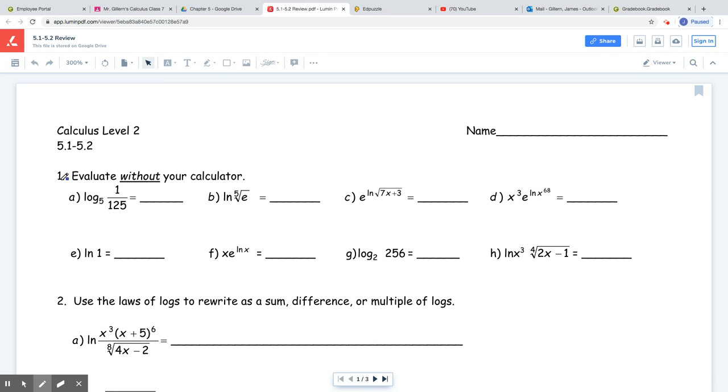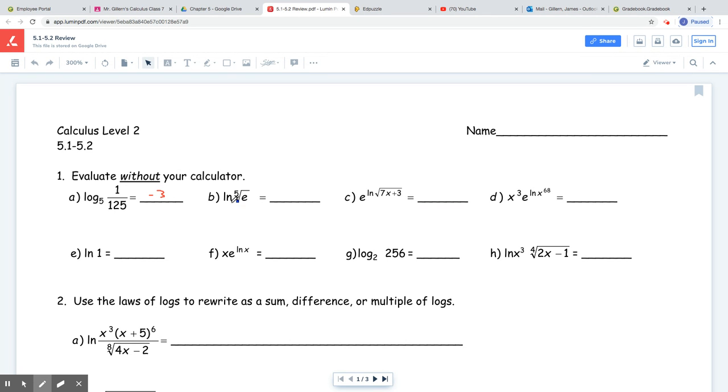All right, so when you're evaluating these logs, remember it's whatever the base is to what power equals that number. Since we have a 1 over this, it's going to be a negative exponent. 5 to what power gives you 125? That's 3. But since it's 1 over 125, the answer is going to be negative 3.